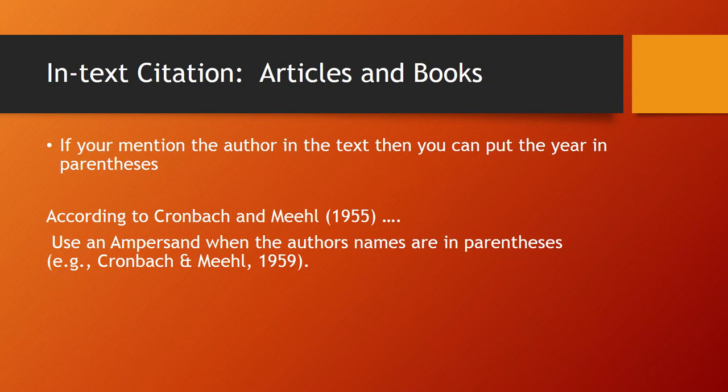If you mention the author in the text, then you can put the year in the parentheses and you're done. Here's an example from the Slippery Rock paper: According to Cronbach and Meehl, 1955, and then we're good to go because you've got the date and the authors. You can use an ampersand between the two authors when you do a parenthetical citation, maybe at the end of the paragraph or end of the idea. So you can do Cronbach and Meehl, comma, 1959, period.